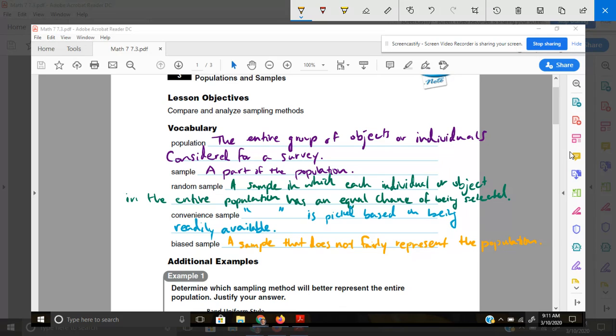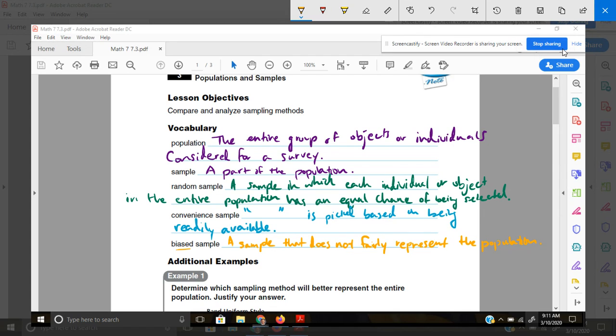So that would be like if we were voting on which movie to go to, and I only asked the guys in class, hey guys, which movie do you want to go to? And none of the girls got to vote. Well, the girls are going to feel left out, and that doesn't represent our entire population of our class. We have guys and girls in here, so that would be a biased example. It's kind of one-sided, in other words.